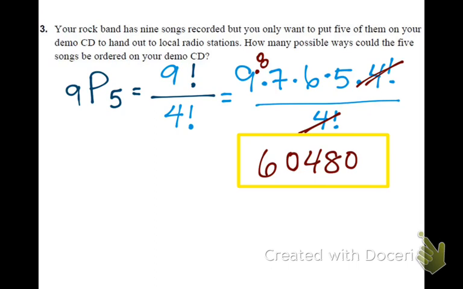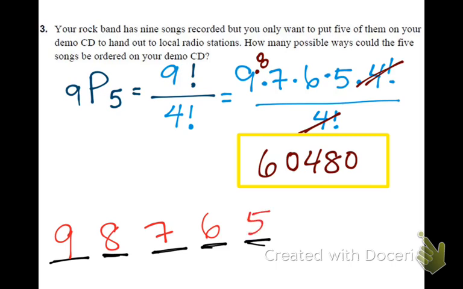All right, so here's realistically what you're doing, linking to what we were doing before. How many spots are there on the CD? 9. Wait, 5. There are 5 spots. 1, 2, 3, 4, 5. For the first spot, how many options are there? There are 9 songs to choose from. Once you use one of those songs, how many are there for the second spot? 8, and then after that? And then after that? Doesn't this look like what we just did? 9 times 8 times 7 times 6 times 5. That's where it comes from. Do you see what I'm saying? We had 5 spots. There were 9 options for the first spot. 8, 7, 6, 5. Multiply them all together, you'd get 60,480.